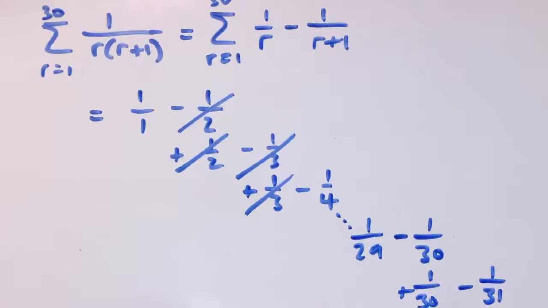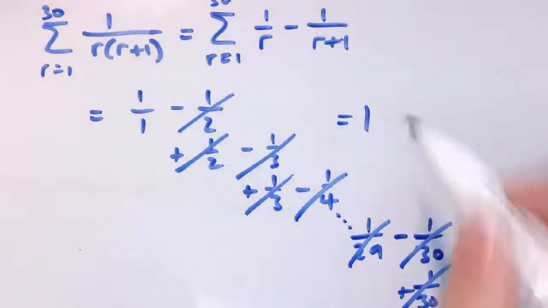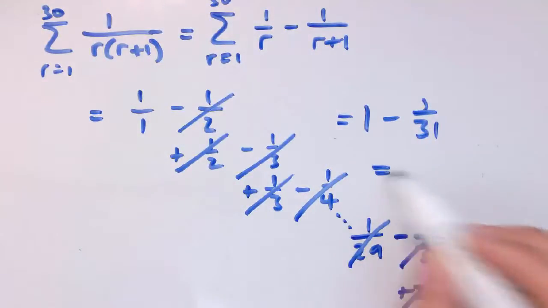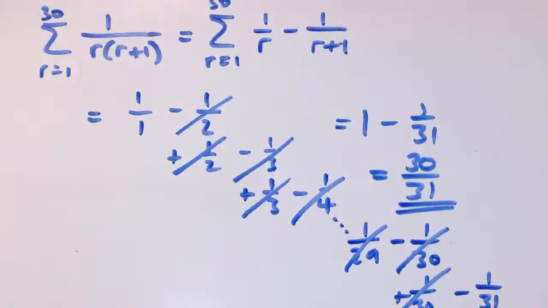So this 29 will have cancelled, minus a quarter will have cancelled, those cancel, and I'm just left with 1 over 1, which is 1, minus 1 over 31. So 1 minus a 31st, so that's 30 over 31.